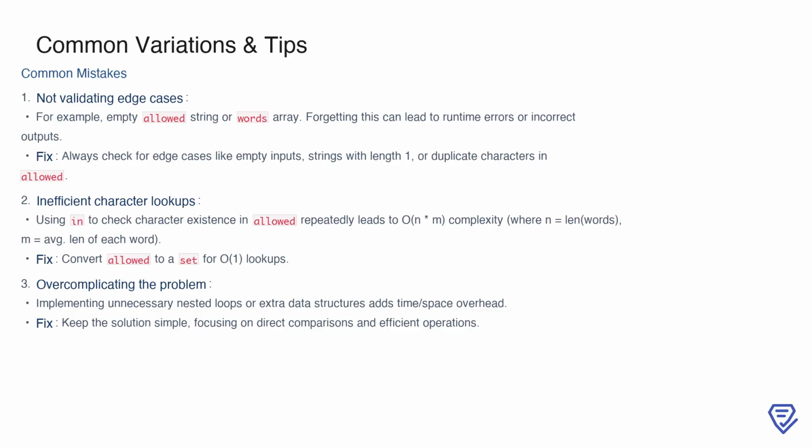To address this, always make sure to handle edge cases like empty inputs, single character strings, or duplicate characters in the allowed string. Another mistake is using inefficient character lookups. If you repeatedly check whether a character exists in the allowed string using the in operator, you end up with a time complexity of n*m, where n is the number of words and m is the average length of each word. A better approach is to convert the allowed string into a set, which allows for O(1) lookups.